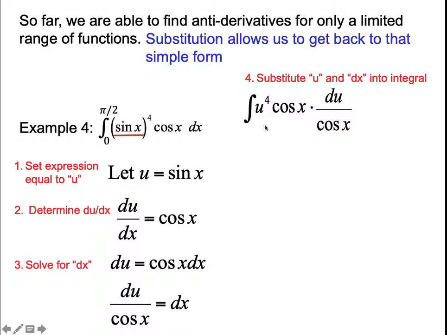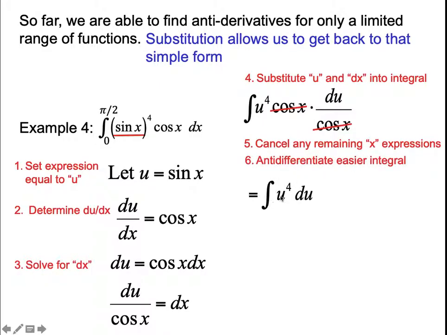And if you notice, it's a mixture of x's and u's. But if you look a little closer, you can see that we have some canceling that can occur here. And that will always happen. So step 5 is whenever we are left over with x terms or x expressions, those should end up canceling. If they don't end up canceling, then you've done something wrong here with the derivative. So we're going to go ahead and cancel those cosine x's, and if you notice, once they cancel, we're left solely with variable u. So we have this expression that is u to the 4th du. And so now we're going to anti-differentiate that.